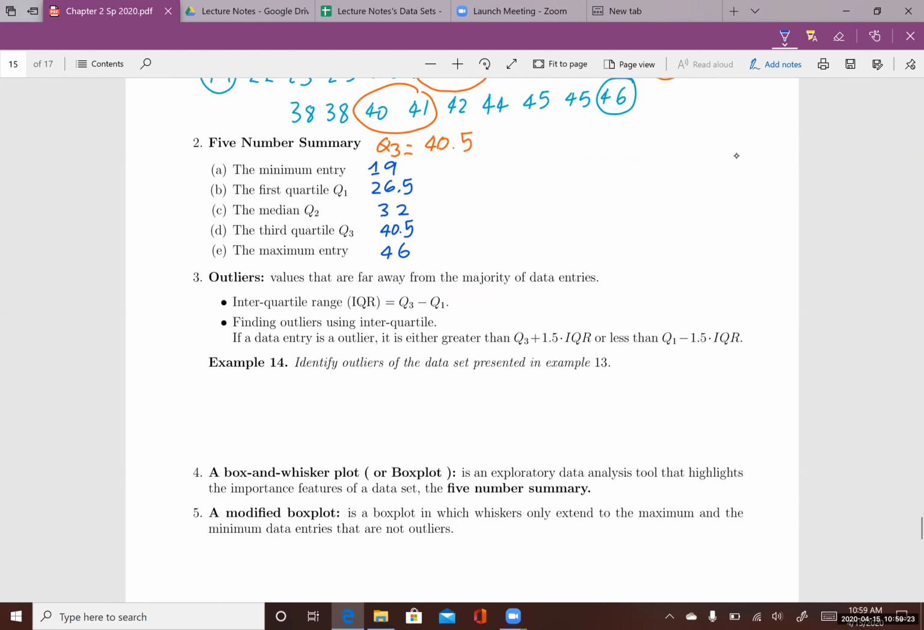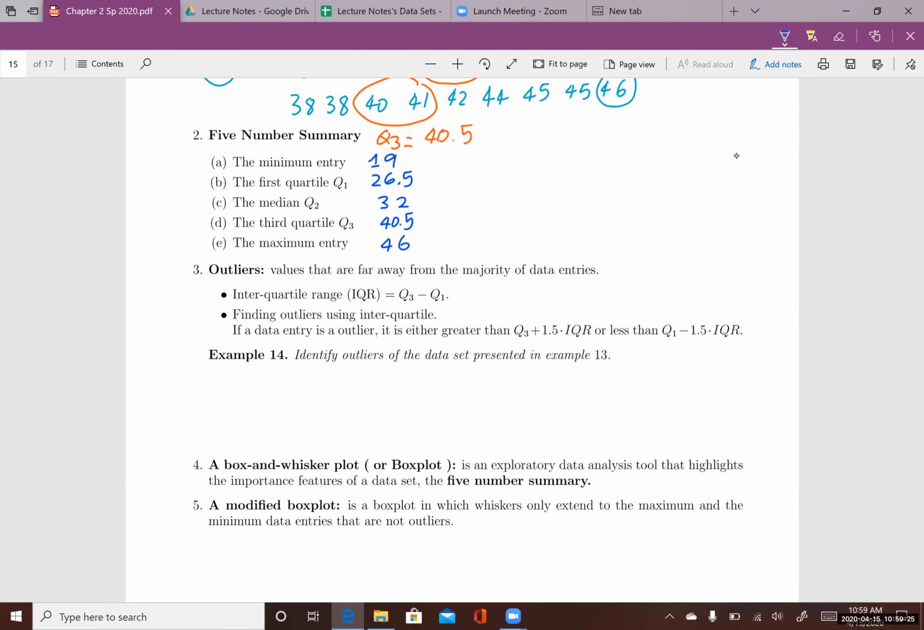The next thing we can do is identify outliers of the data set, if there are any. By definition, outliers are the values or data entries that are far away from the majority of the data set. To identify outliers, we're going to use the interquartile range, which is just the difference between Q3 and Q1.